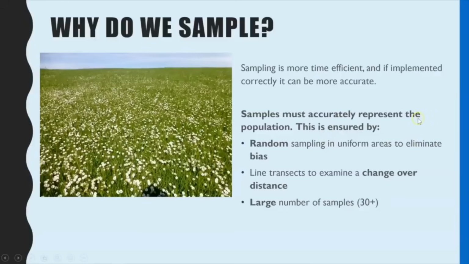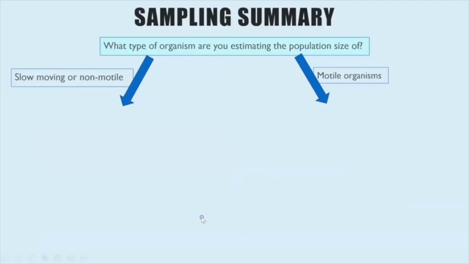So accurately representing the population is a really common phrase that comes up. Either you could be asked, how do you make sure your samples accurately represent the population? And it'd be random sampling and large samples most of the time. Or you could be asked, why must you take a large number of samples? And in which case it'd be to make sure you are accurately representing the population.